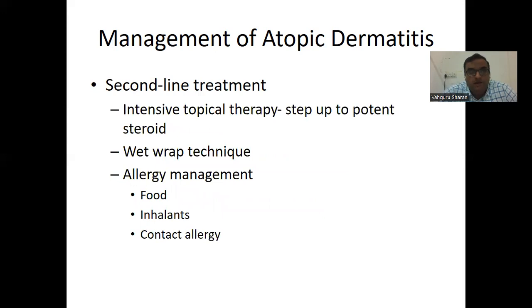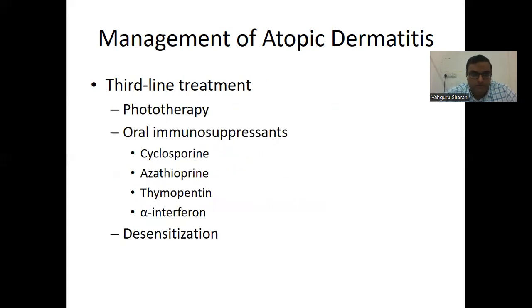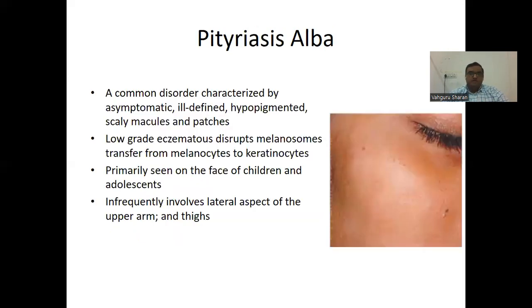Second line: intensive topical therapy, step up to potent steroids, wet wrap technique, allergy management. Third line treatment is phototherapy, oral immunosuppressants like cyclosporin, azathioprine, thymopentin, alpha interferon, and desensitization. That covers atopic dermatitis.